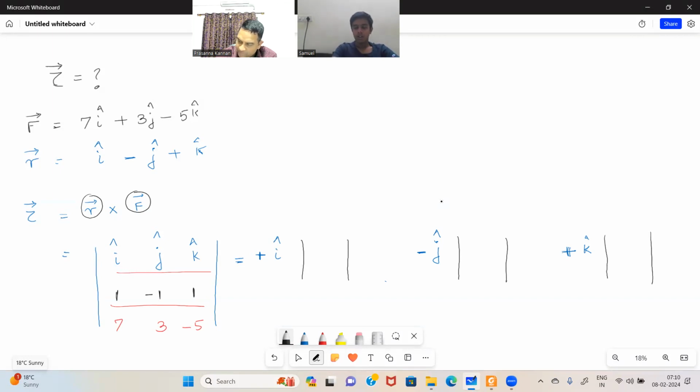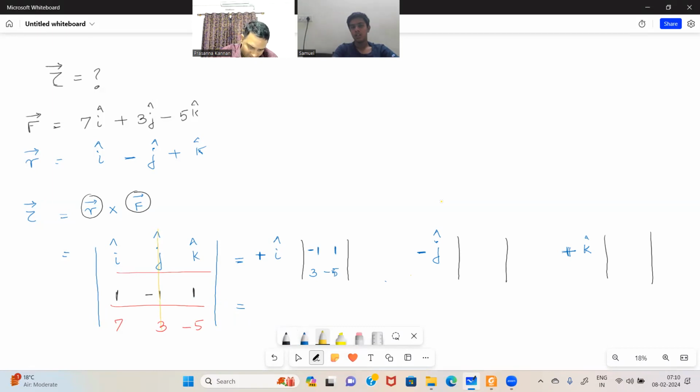I'm just telling you step by step so that you will not make mistakes. So what is that smaller determinant? Let me tell you. For I cap, what you do is you cancel this column and this row. What are the elements you see? Minus 1, plus 1, 3, minus 5. That's what you write. Clear?